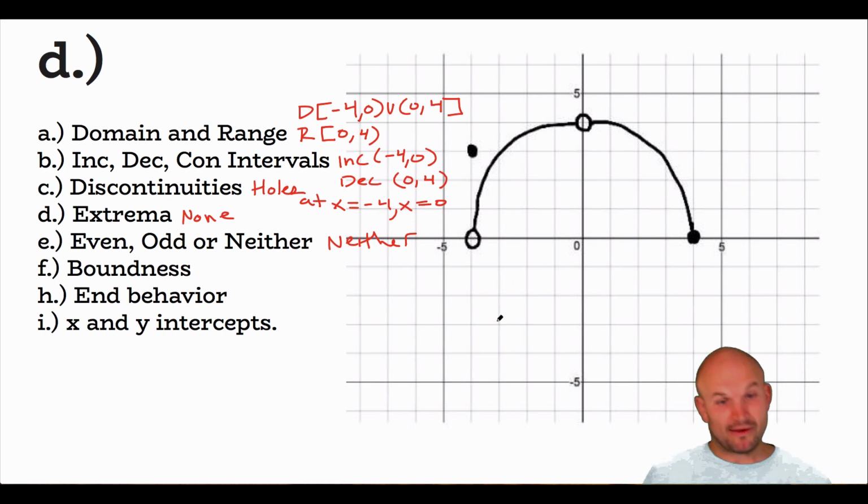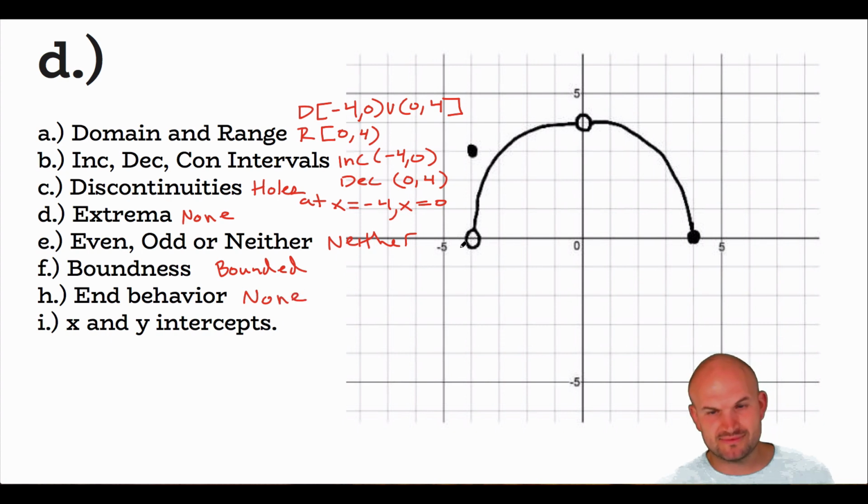The next thing is boundness. You can see that this graph is restricted on its height. It can only go so low and only go so high. So therefore, this graph is what we call bounded. And end behavior, obviously, as this graph expands, it doesn't really do anything, right? It's going to stay there. So therefore, this graph has no end behavior.